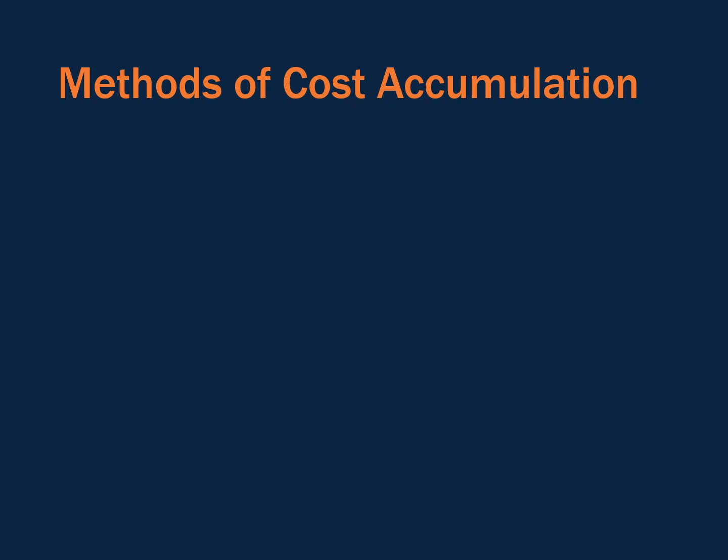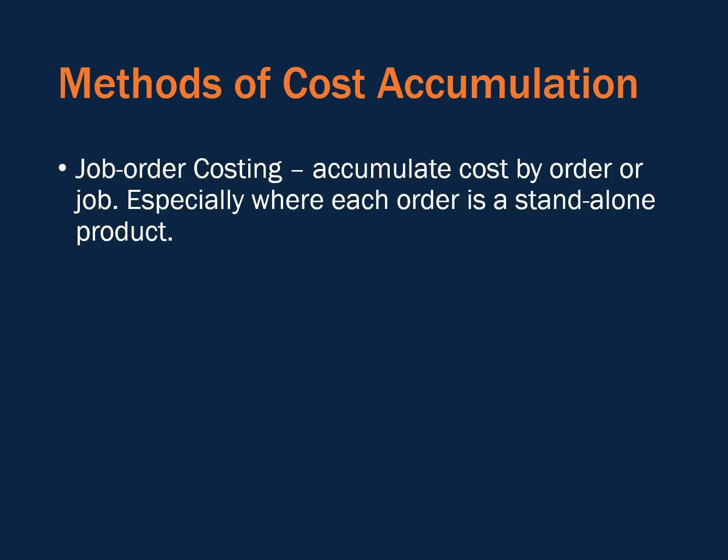Now let's look at methods of cost accumulation. There are three main methods for accumulating costs. The first we want to talk about is job order costing. And this is the process of accumulating costs based on individual jobs or orders. And this is especially useful when every job is different from the previous one.